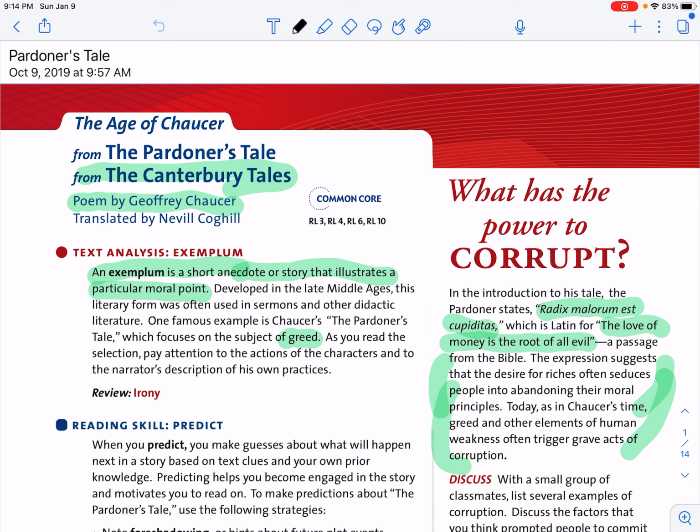The theme of the story, really quickly, is simply to not be greedy, right? That greed destroys, greed kills. Like it says here, radix malorum est cupiditas: the love of money is the root of all evil. And the love of money caused those three rioters to kill each other.